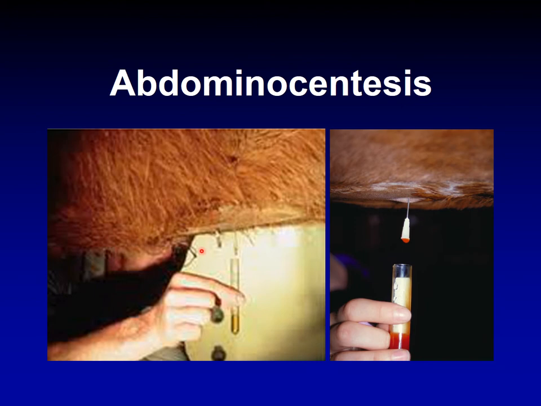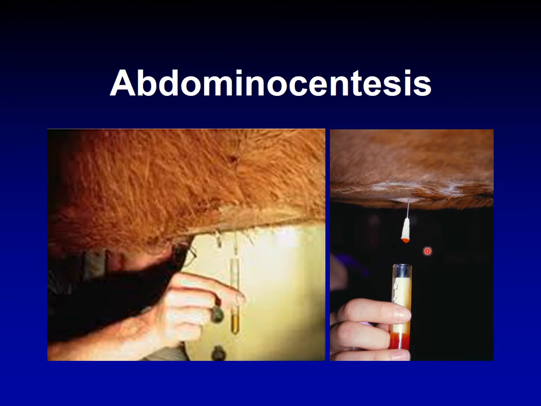This is basically the way we're going to collect the samples. Of course, on the left-hand side picture, you can see a nice yellow color, clear in a normal horse for the peritoneal fluid. However, in the right-hand side picture, you can see that it is reddish and it's either contaminated or there is really some blood in the peritoneal cavity.